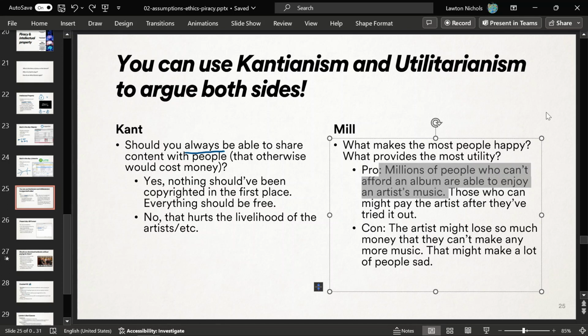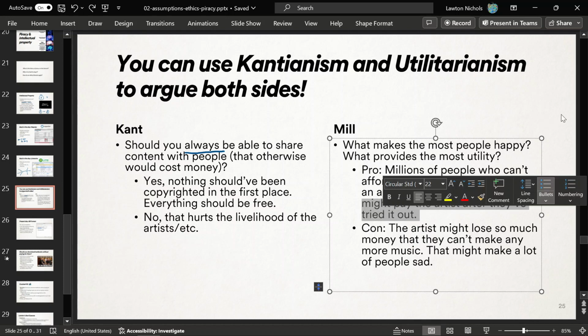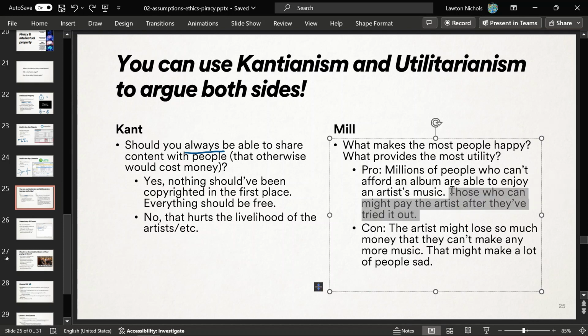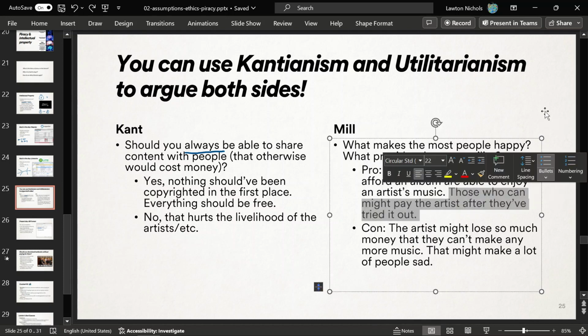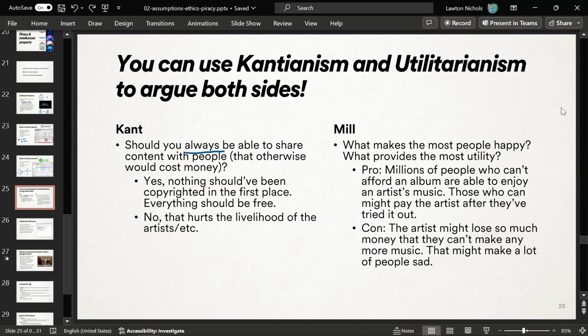So you could use utilitarianism to argue that piracy is a good idea. And another sentence along those lines is, maybe some of the people who wouldn't have bought it anyway are just testing it out. Maybe those people who did steal the album would eventually like it so much that they'd want to support the artist after all. They'd go and buy it anyway. So that's another pro for utility in piracy.